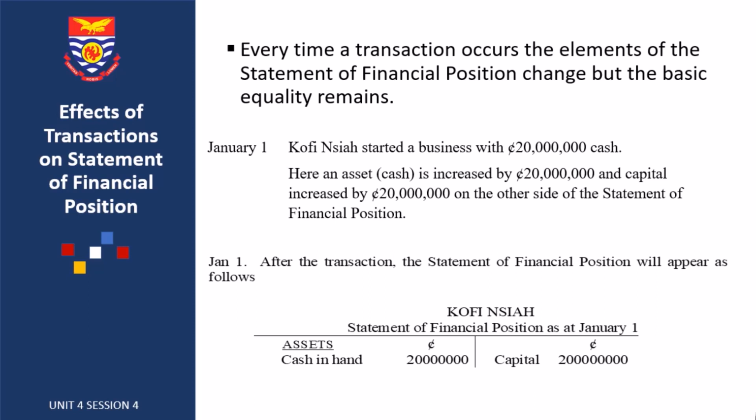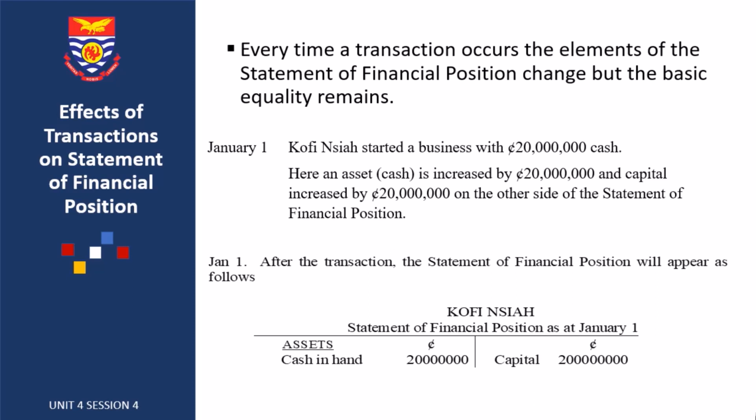Kofi Nsia started business with 20 million Ghana cedis cash. Here, an asset, cash, is increased by 20 million Ghana cedis, and capital is increased by 20 million Ghana cedis on the other side of the statement of financial position. After the transaction, the statement of financial position will appear as follows.